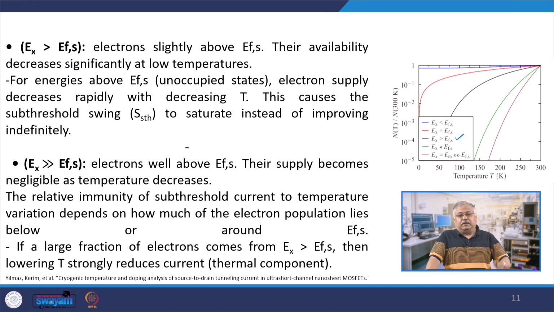When Ex is much larger than EF of S, which is the last case, the supply becomes almost negligible as temperature decreases. The most variation in the subthreshold current you will see is when your Ex is much larger than the Fermi potential, which means that if a large fraction of electrons comes from Ex greater than EFS, then lowering T strongly reduces the current. This is the thermal component of thermionic emission, and this is where thermionic emission restricts the number of charge carriers in the device itself, in a double gate device.